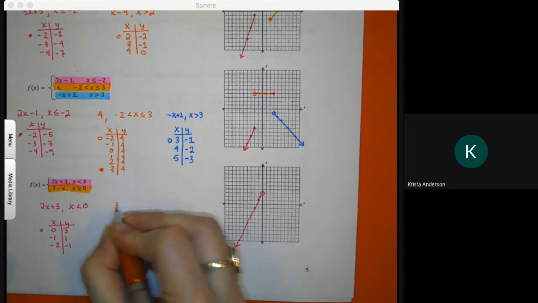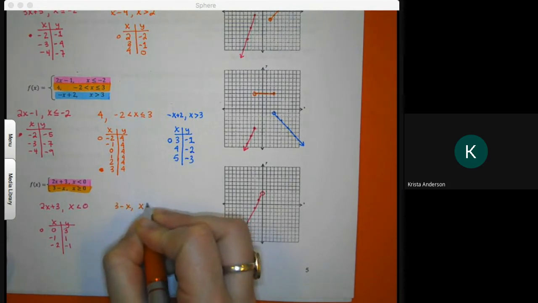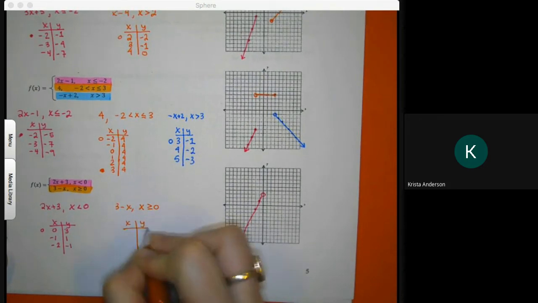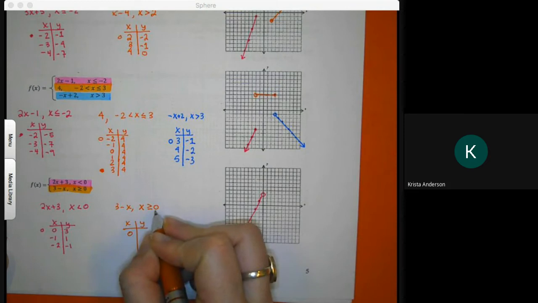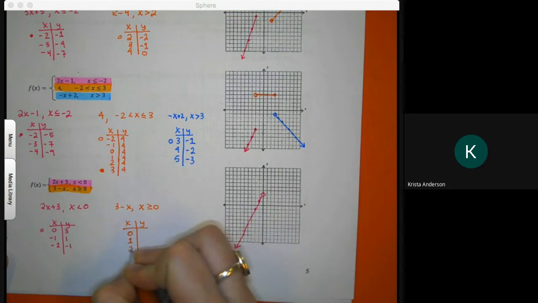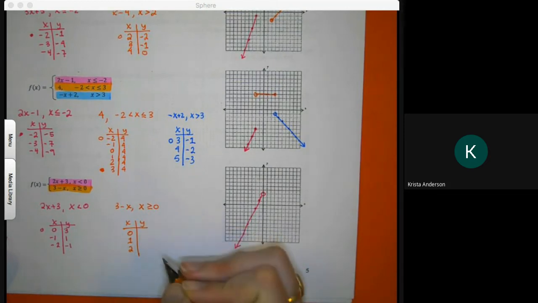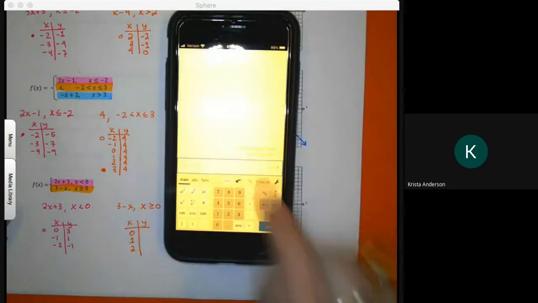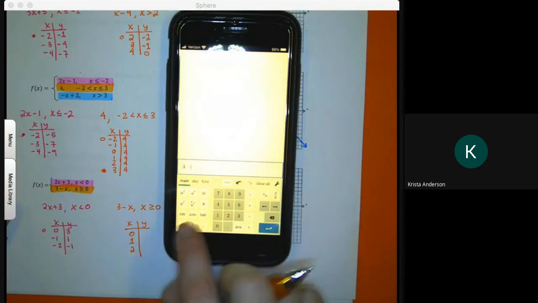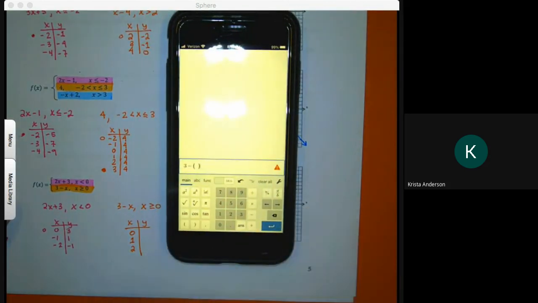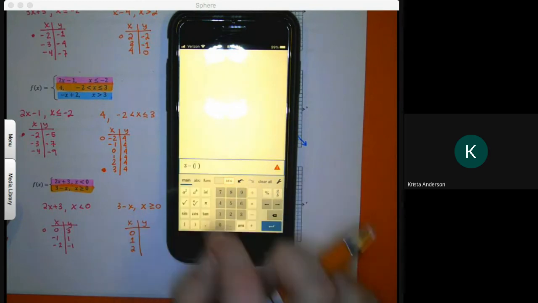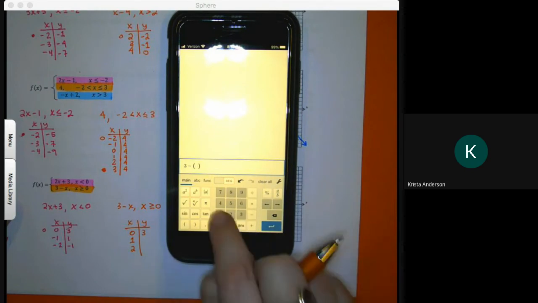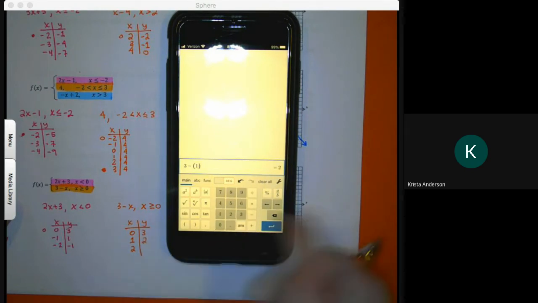I have 3 minus x when x is greater or equal to 0. So I have a 0. Numbers bigger than 0 would be 1 and 2. When I plug them in, if you want to use your calculator, I would do 3 minus parentheses for the x. I go to the parentheses and fill in a 0. I fill in a 1. I fill in a 2.